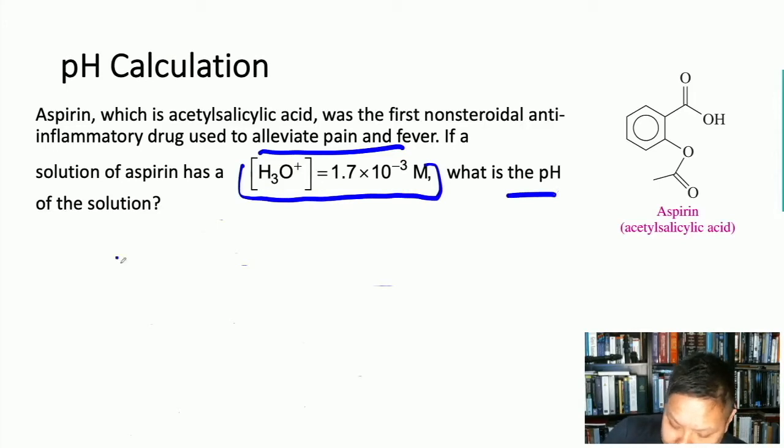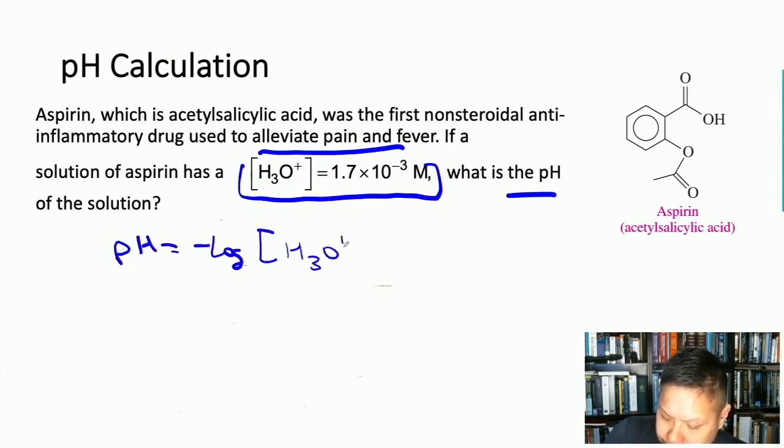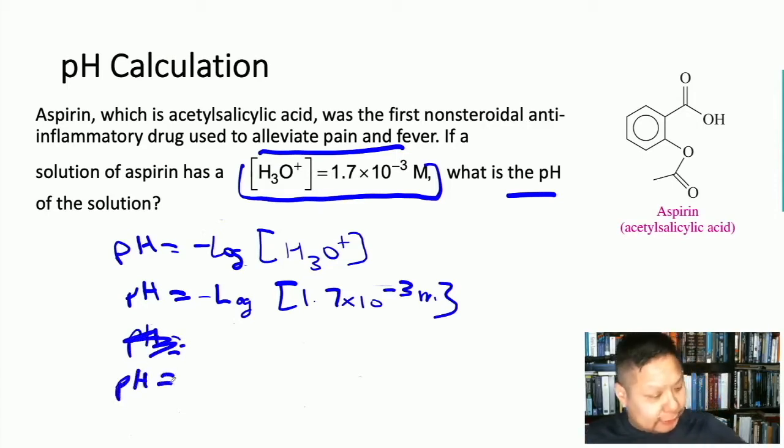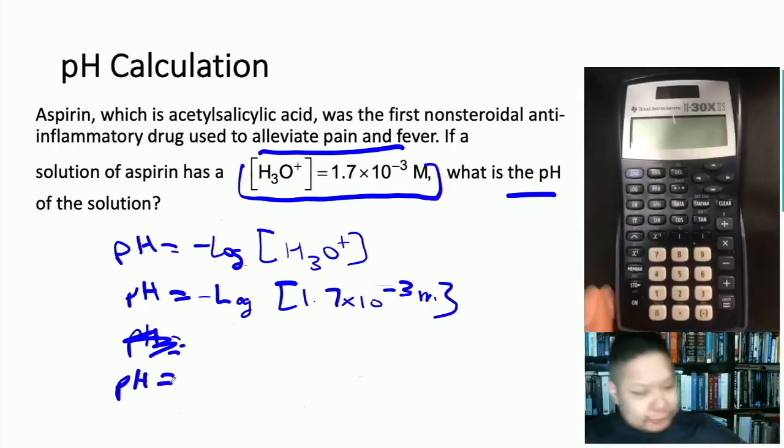Well, recall that pH is equal to the negative log of the hydronium ion concentration. So then we would say that pH equals negative log of 1.7 times 10 to the negative 3. So then what does pH equal? How do you do a negative log on your calculator? So let's look at the calculator real quick. Calculator screen. There we go.